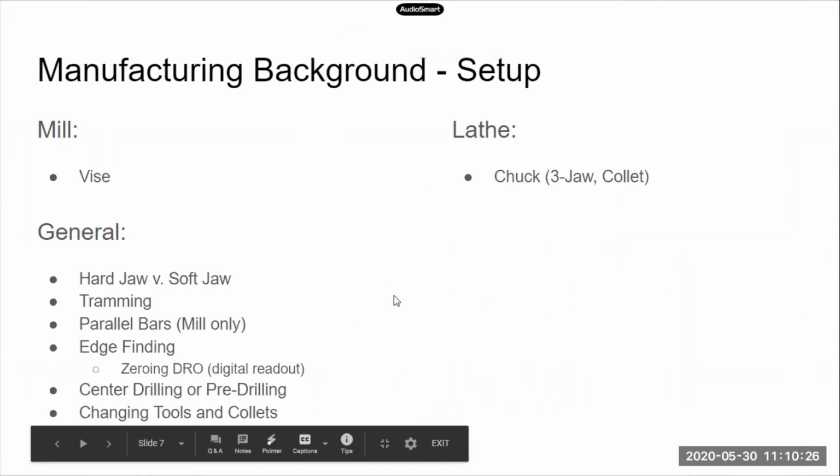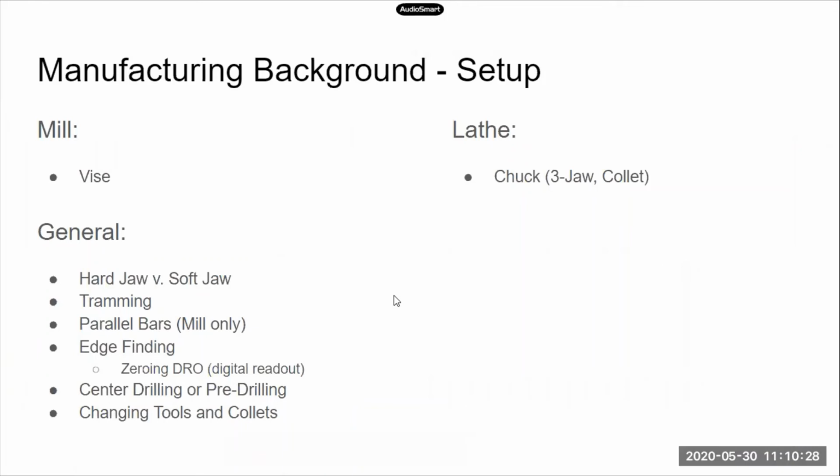You're also going to be considering edge finding, DROs or digital readouts. Basically, you'll have either a spinning bit or a little ruby probe, and it'll find where the edges are and then offset the radius of that edge finder to figure out where your origin is going to be.